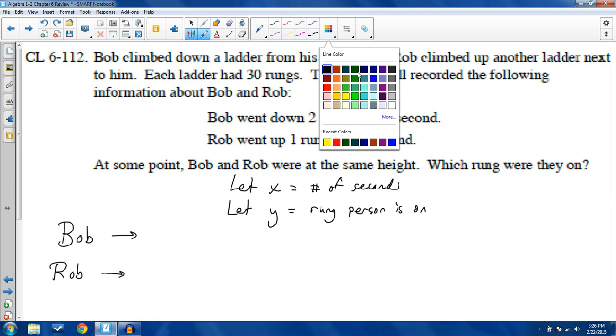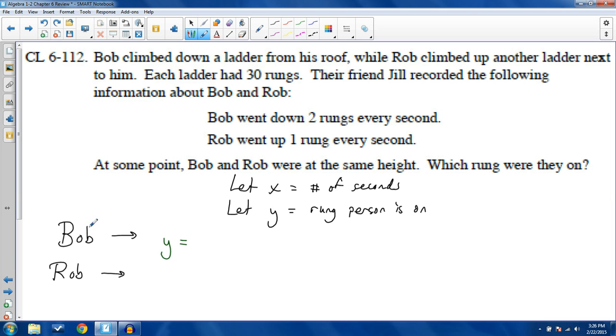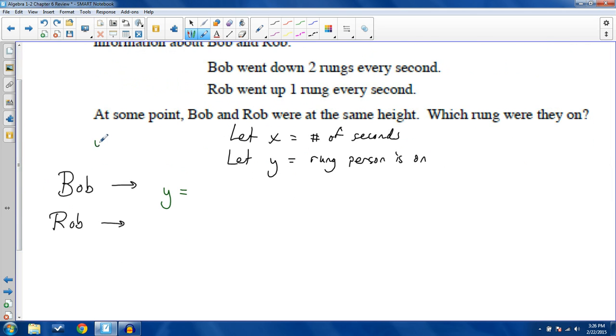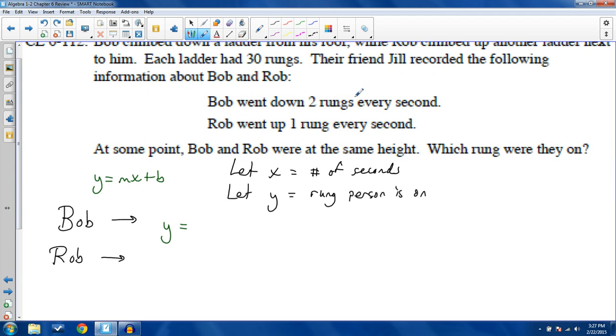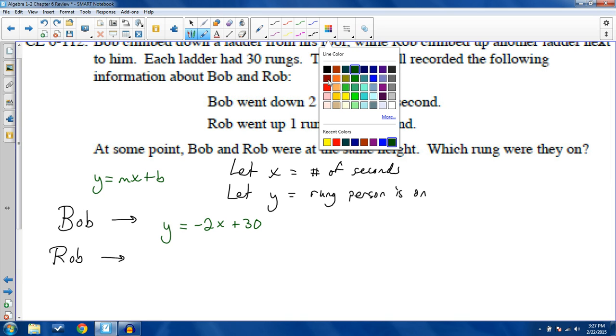So for Bob, if I create an equation for him, it'll be y equals, and these are in y equals mx plus b form. M is his slope, his rate, his growth rate. He's going down 2 rungs every second, so he is losing 2 rungs per second. When you multiply that by the number of seconds, that'll say how many rungs he has gone down in that time. Now I'm not done with this because I need to say this is the position that he is on. So when x is 0, y is 30. His starting value is 30. He loses 2 rungs a second, if you put it that way. There's Bob's equation. Not necessarily an easy problem, but not a problem that we haven't done in the past.